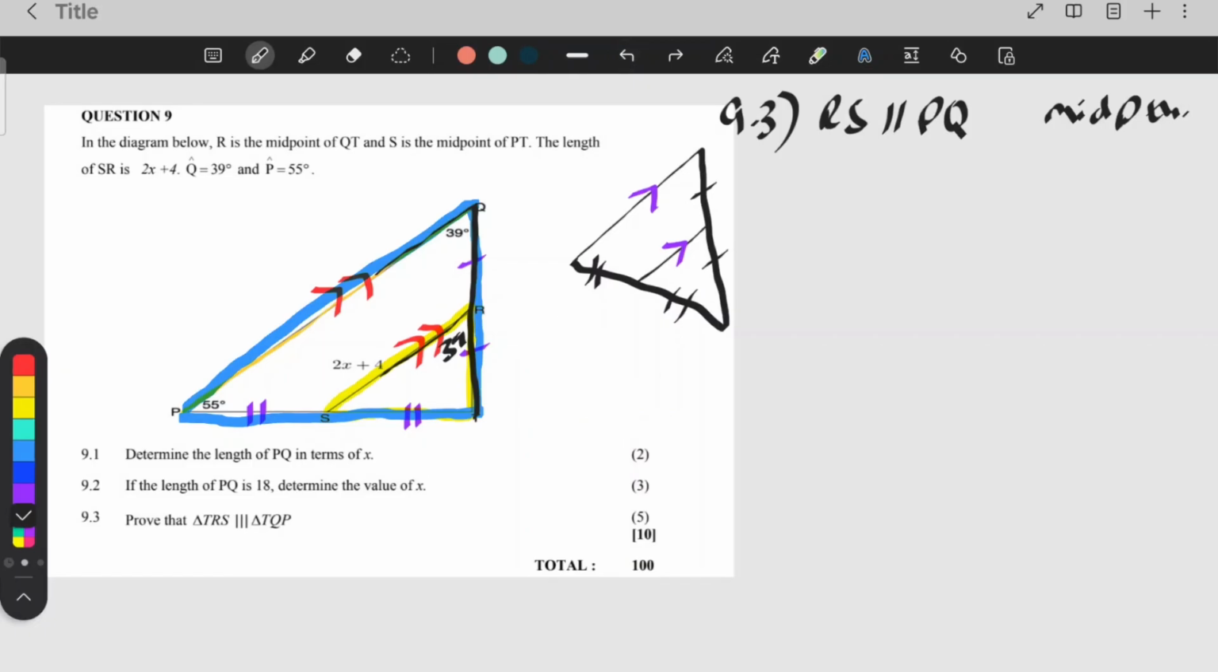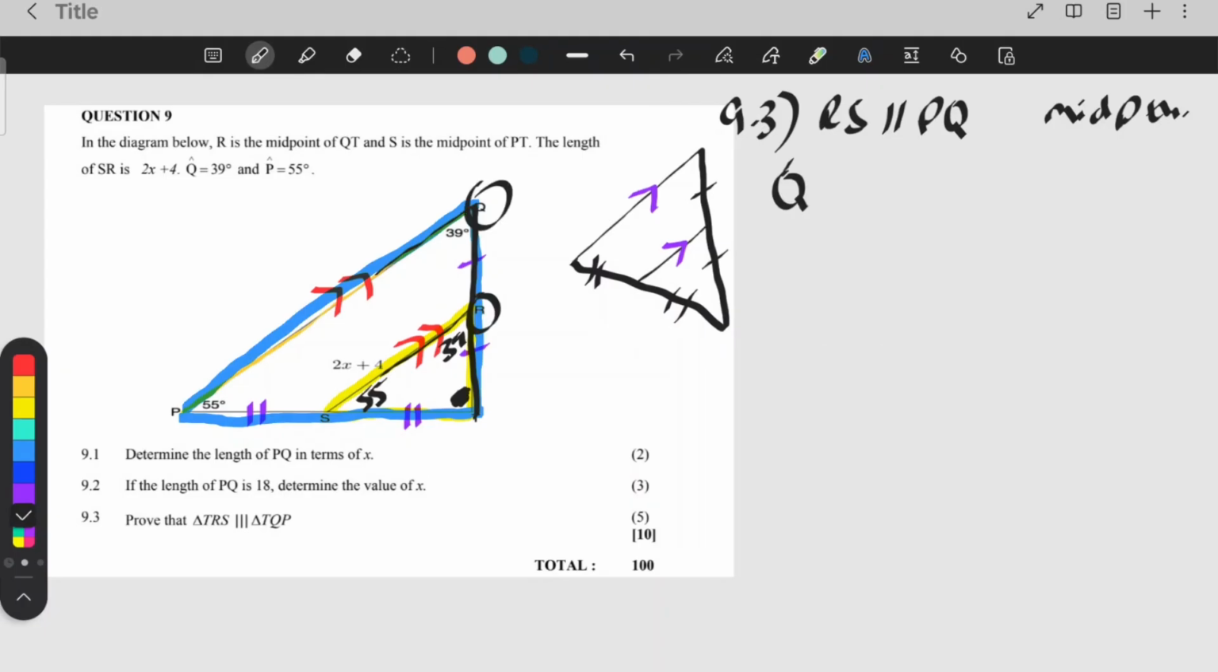Corresponding angles. Then I see another pair of corresponding angles. This is equal to that. So this one is also 55. Corresponding angle. And then this T is in the yellow triangle and it is in the big triangle. So this one is common. So there I have three angles. Now I just have to write it out.